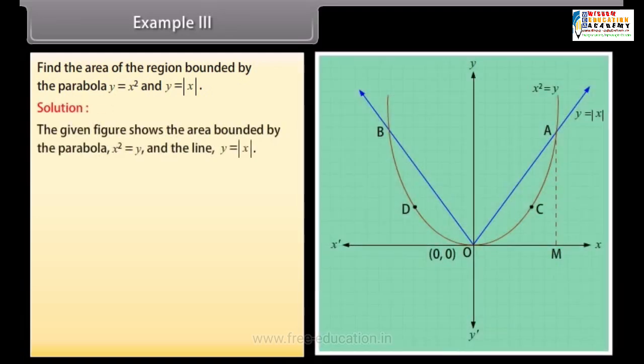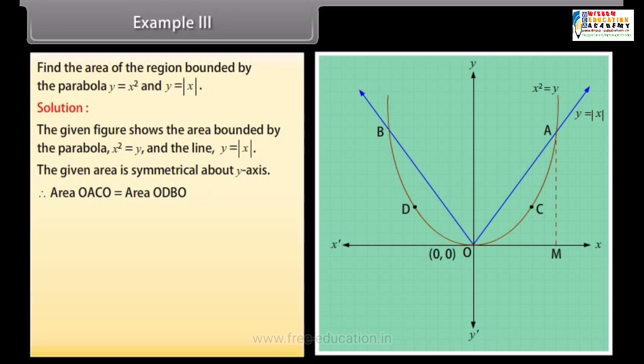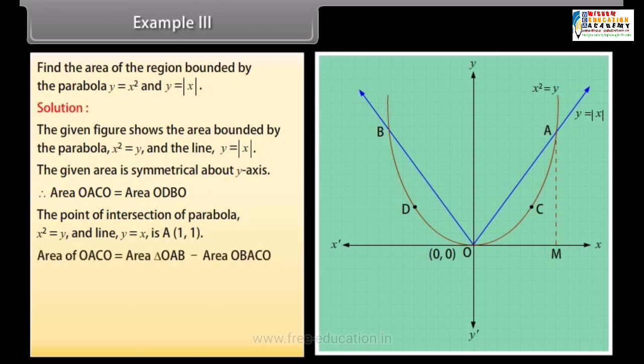Solution. The given figure shows the area bound by the parabola x square is equal to y and the line y is equal to modulus of x. The given area is symmetrical about y-axis. Therefore, area OACO is equal to area ODBO. The point of intersection of parabola x square is equal to y and line y is equal to x is A(1, 1). Area of OACO is equal to area of triangle OAB minus area OBACO.